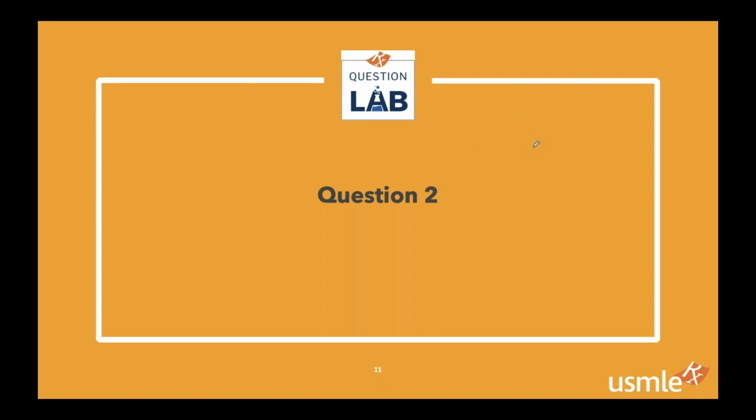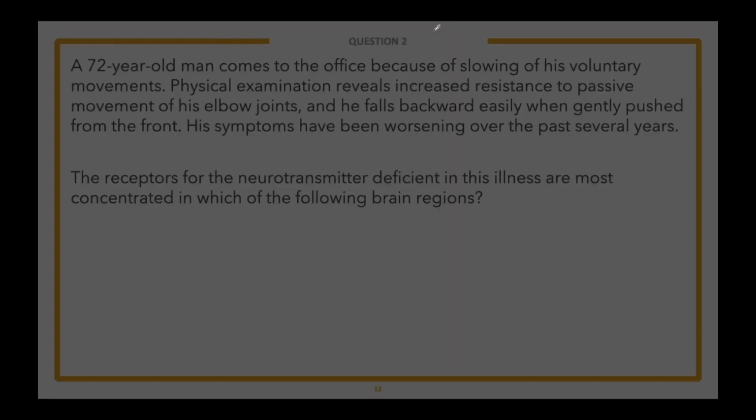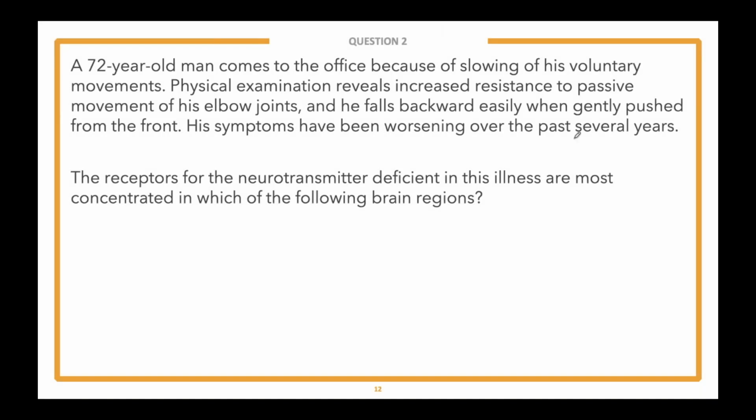And let's jump into question 2. And again, we'll start off with the lead-in. The receptors for the neurotransmitter deficient in this illness are most concentrated in which of the following brain regions? So let's read the vignette now. A 72-year-old man comes to the office because of slowing of his voluntary movements. Physical examination reveals increased resistance to passive movement of his elbow joints, and he falls backward easily when gently pushed from the front. His symptoms have been worsening over the past several years.